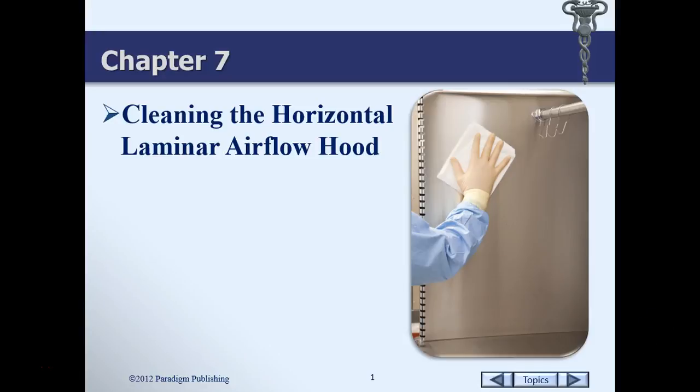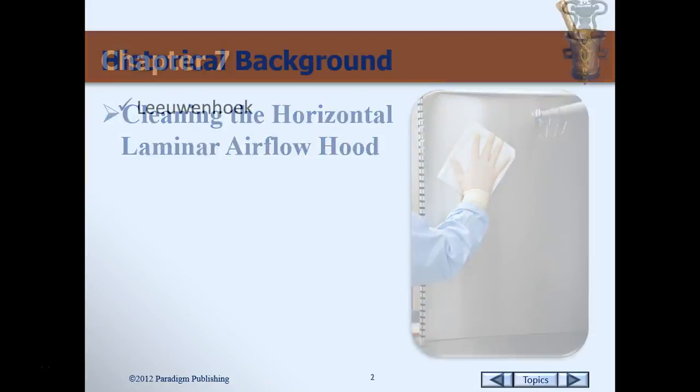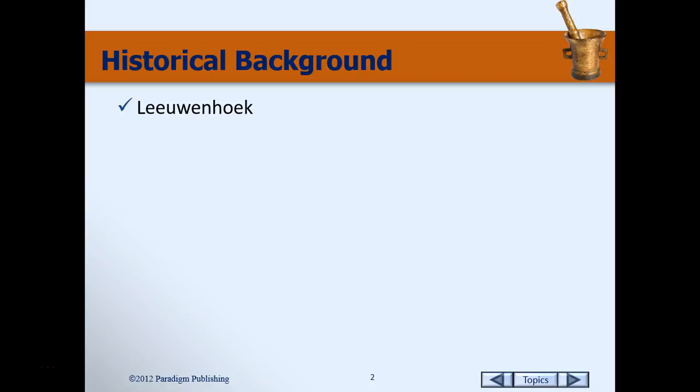This chapter, chapter 7, is about cleaning the horizontal laminar airflow hood. So some historical background. First, let's talk about Leeuwenhoek just for a moment. Leeuwenhoek was a scientist from the 1600s who pretty much made the first kind of microscope. He identified microbes, both protozoal and the bacteria, as we identify them today, with three separate shapes, the cocci, bacilli, and spirochetes. He also determined that these microbes cannot survive in heat.